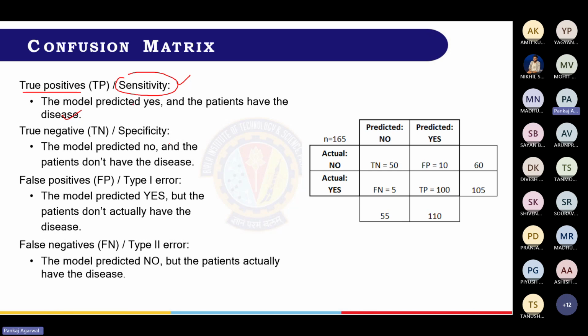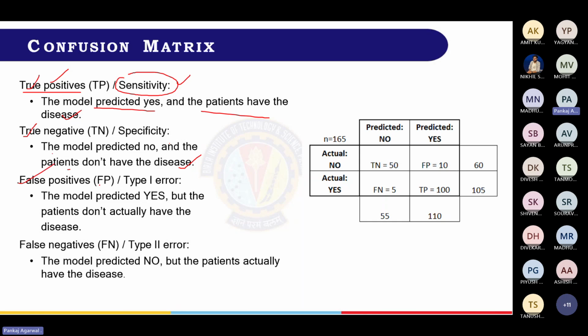When you say sensitivity, you can remember it either by true positive or sensitivity, same thing. So the model predicted yes, and the patient has a disease, and actually the patient had a disease. True positive, everyone knows it, right? It is very easy to remember actually, right? True negative. The model predicted no, and the actual patient was also not having the disease. I mean, the actual is also no.